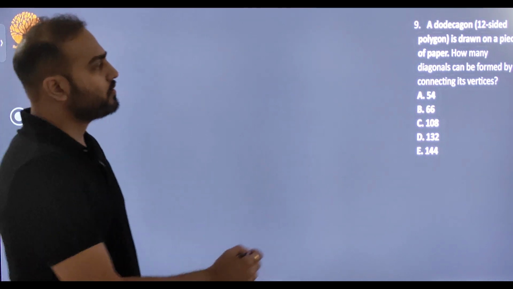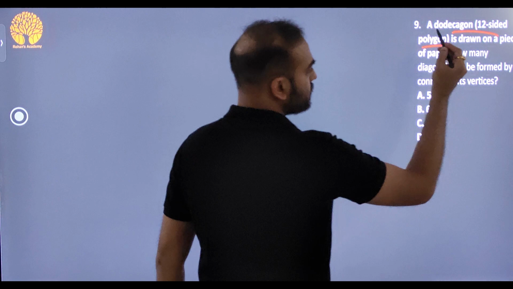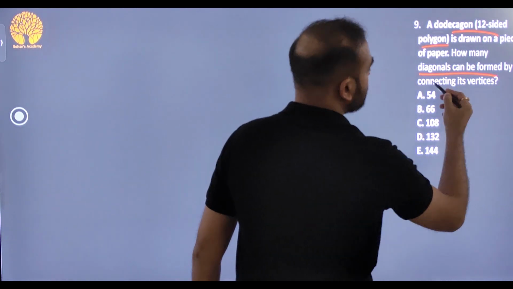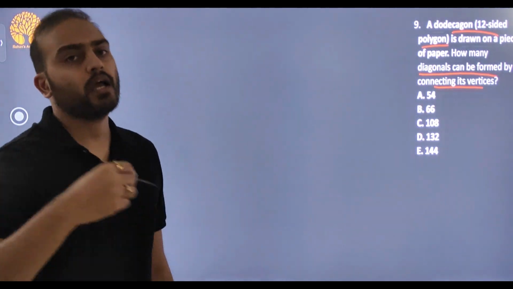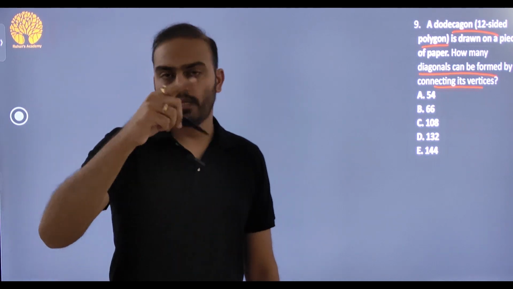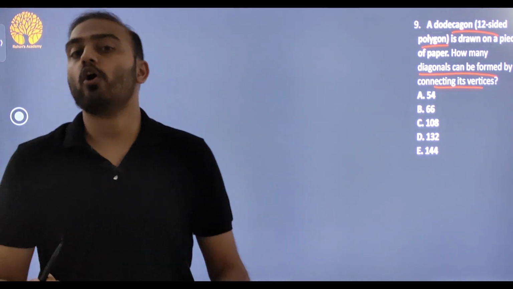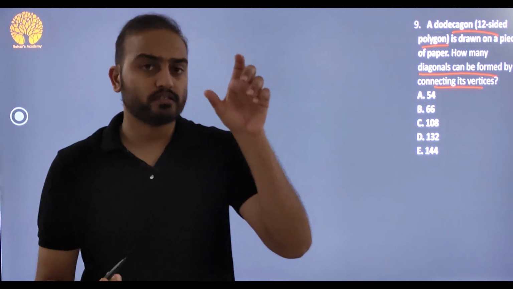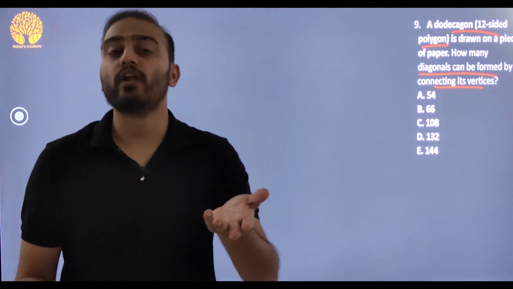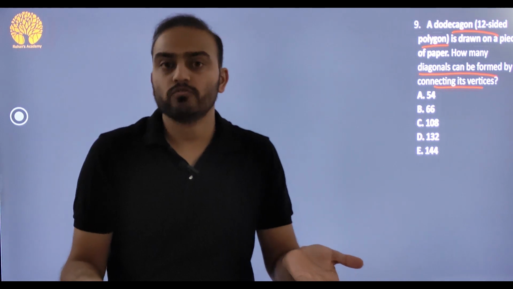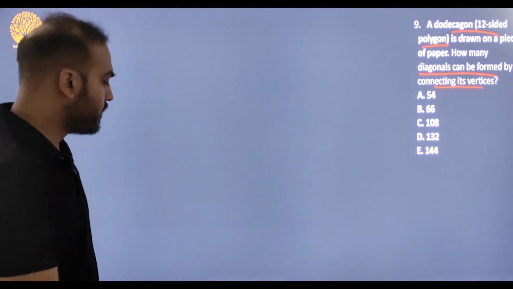Moving on to the next one, we have a 12-sided polygon. How many diagonals can be formed? Again, if you want to make a diagonal, the same point can't repeat. You need two distinct points, and the order does not matter, because if the diagonal is between point A and B or B and A, it's the same.